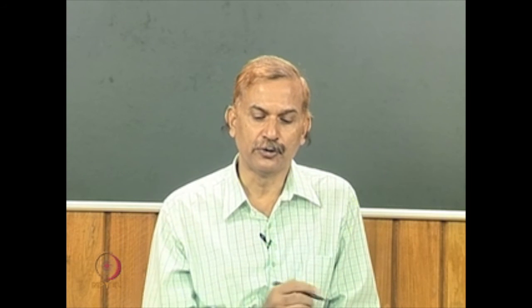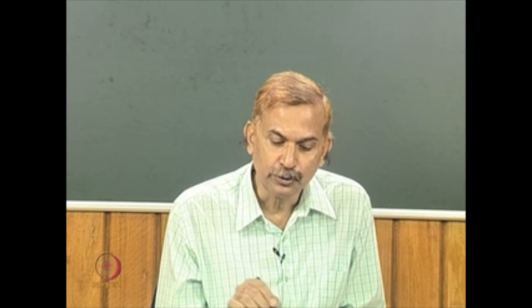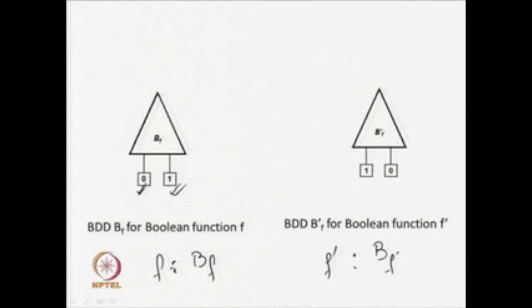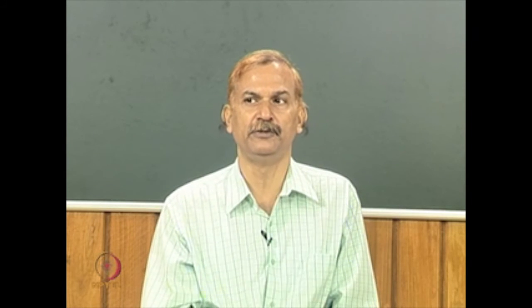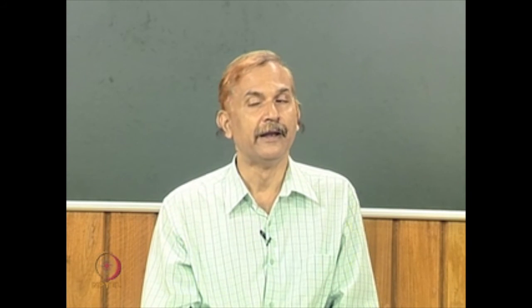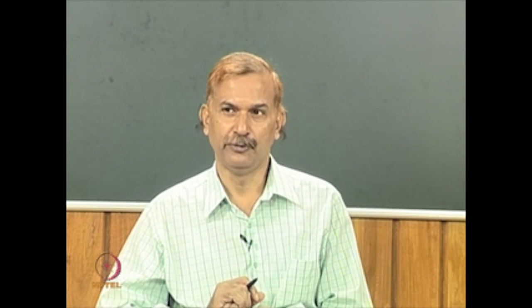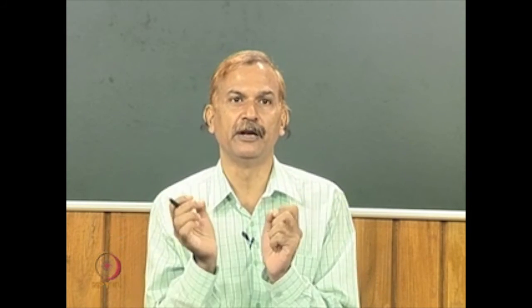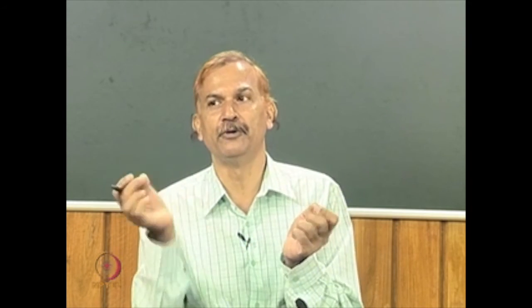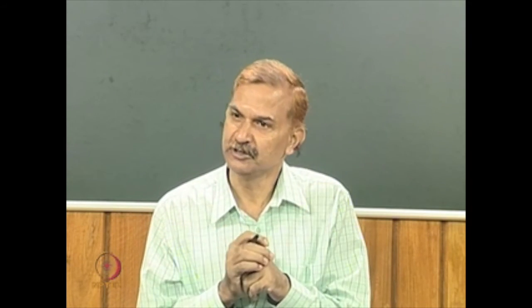So, what we are going to do? Simply, we are going to interchange these two terminal nodes. So, 0 will be replaced by 1 and 1 will be replaced by 0. This is the way that, if we have a given Boolean function and we know the BDD representation of this Boolean function, then the complement can be found very easily. Simply interchange the terminal nodes, 0 replaced by 1 and 1 replaced by 0. So, this is very simple.